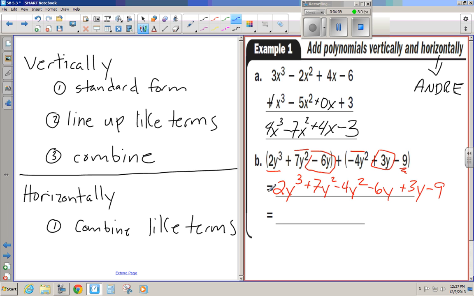So once I have combined like terms, you now put them together. 7 minus 4, negative 6 plus 3, and just the minus 9. So, oh, oops, that's not where that comes from. There you go. So that's addition.